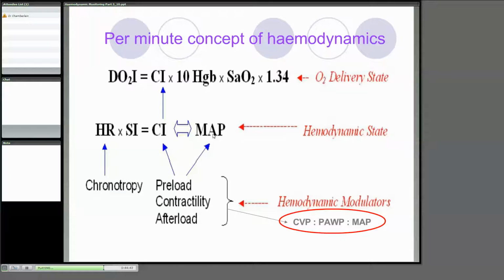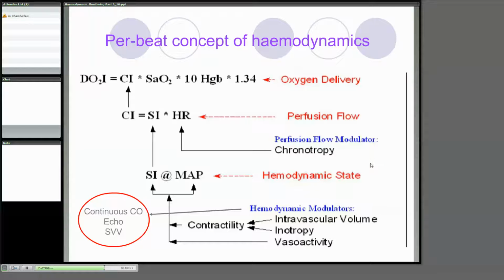Then we look at these things, preload, contractility, afterload, which are our hemodynamic modulators, and what we tend to use for those is your CVP, your MAP, and your wedge pressures. Very familiar with that sort of practice, but we could do it another way. Instead of every hour or 3 hours or 4 hours, we could do it every heartbeat, and it would give us a lot more information.